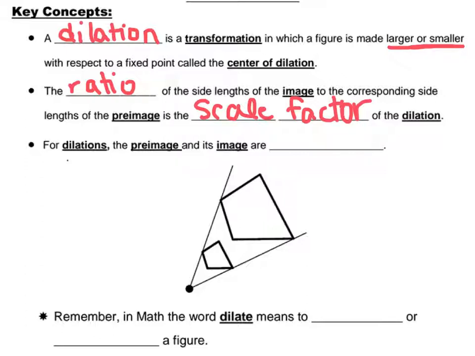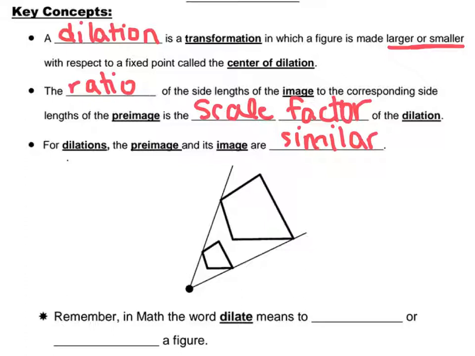For dilations, the pre-image or the original image and its image are similar. All of our other transformations, our translations, rotations, and reflections, were congruent. They were the same size. But in a dilation, the image and the original image are similar. So the original figure and its new shape are similar figures.